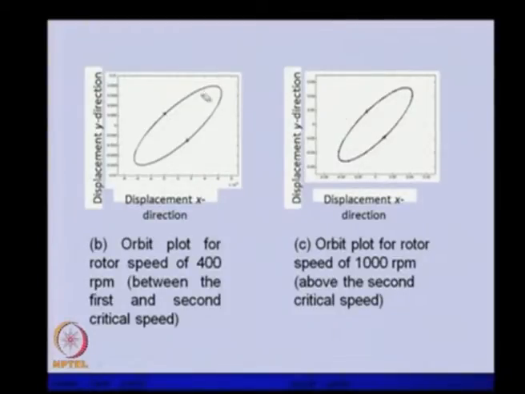Even the shape of the orbit helps us in understanding especially what kind of fault may come into the rotating machinery. As we will see in the subsequent slides, the shape also gives an indication of incipient faults in the rotating machinery.